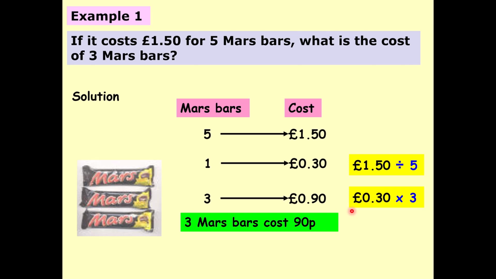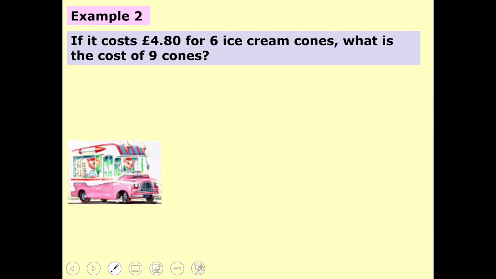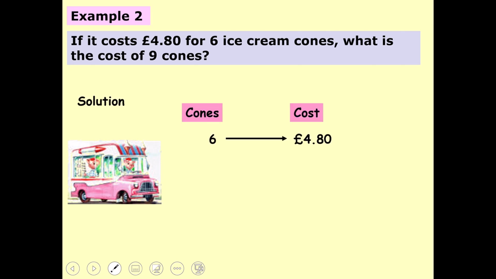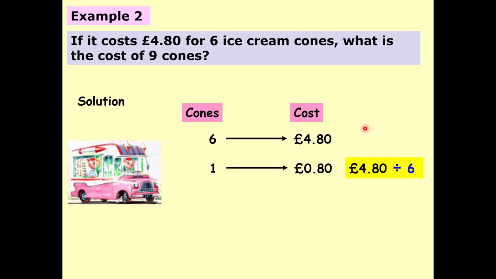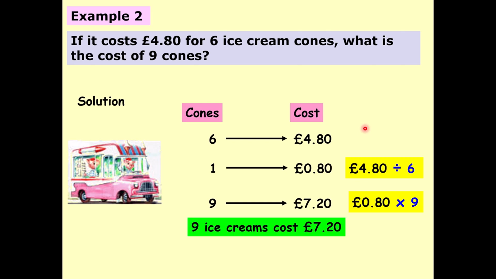Okay. Second example. If it costs £4.80 for 6 ice cream cones, what is the cost of 9 cones? So we're going to start by writing the information that we know. If 6 cones cost £4.80, we're going to use that unitary method to find out what 1 cone is worth by dividing by 6, which gives us 80 pence. And then we're looking for 9 cones, so we're then going to times by 9 to get £7.20. So then your final answer: 9 ice cream cones cost £7.20.